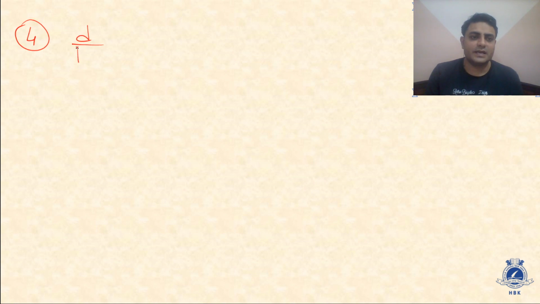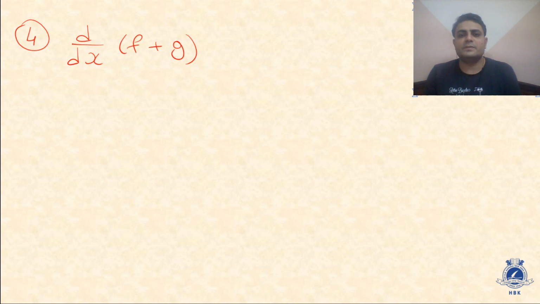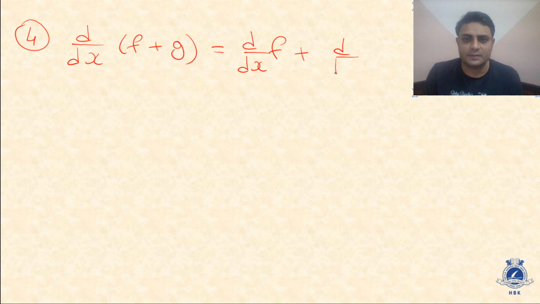Now formula number 4 is also very easy. Formula number 4 says that if we have d by dx of f plus g, where f and g are some variables and not constants. If they are constants, then the answer will be 0, but if they are not constants, we will do it like this. Just open the bracket, the way you were doing in 10th standard: d by dx of f plus d by dx of g. That will be our answer.